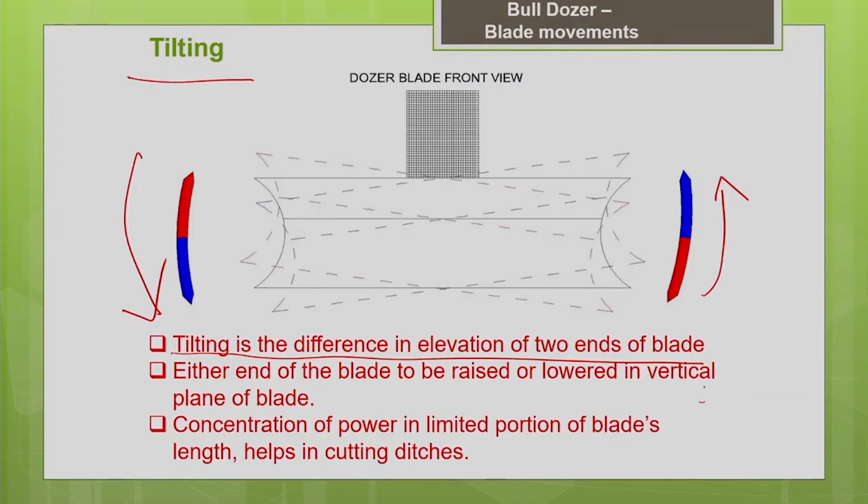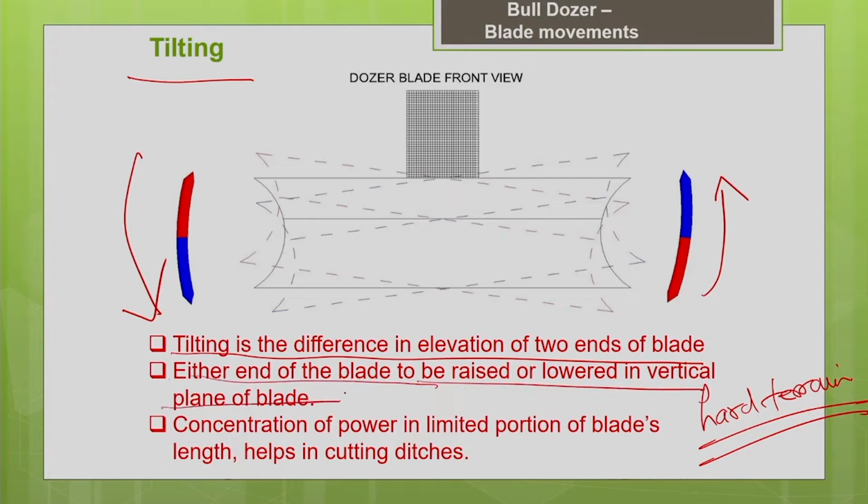Particularly to cut the hard terrain, you have to tilt the blade, so that I can increase the concentration of the power in the available portion of the blade. Basically, either end of the blade is raised or lowered in the vertical plane. The concentration of the power in the limited portion of the blade's length helps in cutting the ditches. So it helps in cutting the soil in a very hard terrain.